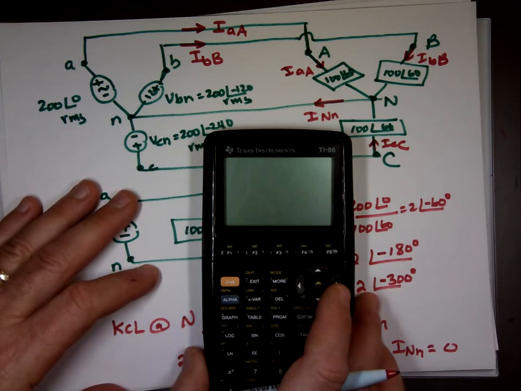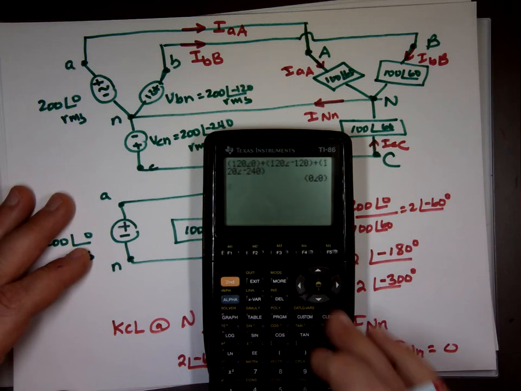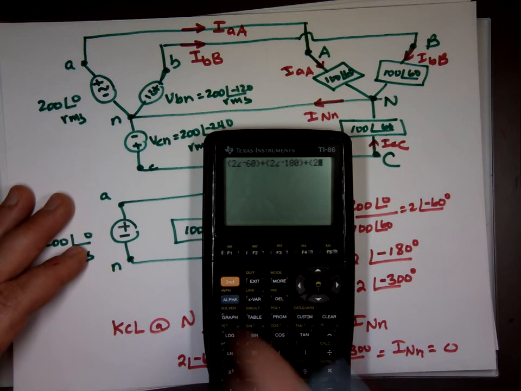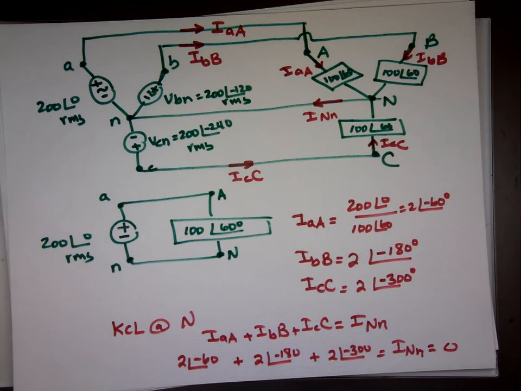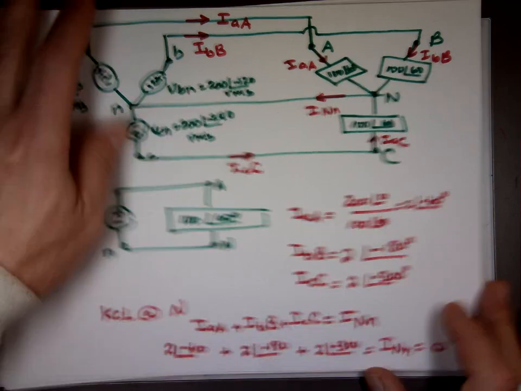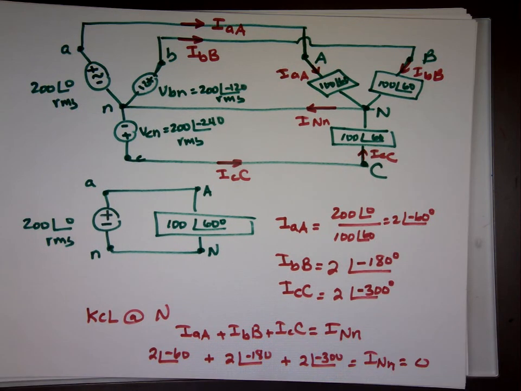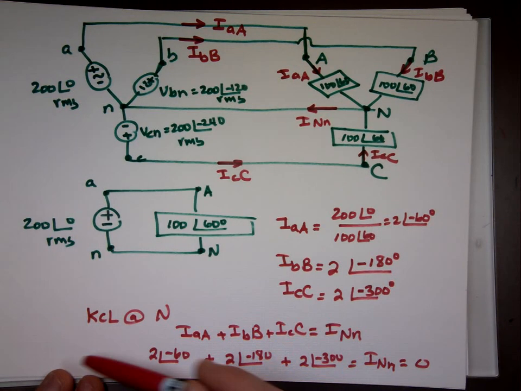There's my calculator. 2 angle negative 60. I forgot to turn it on. 2 angle negative 60 plus 2 angle negative 180 plus 2 angle negative 300. 0. So the math seems to agree there, that the current going in, that's the neutral node, is 0. So by doing one branch there, we got actually all the stuff we need to know. I know this voltage here, I know what this current, I know what this current, all the stuff.